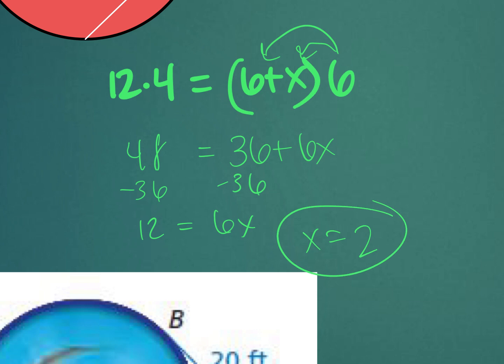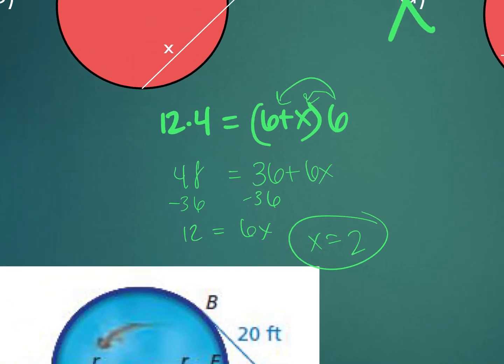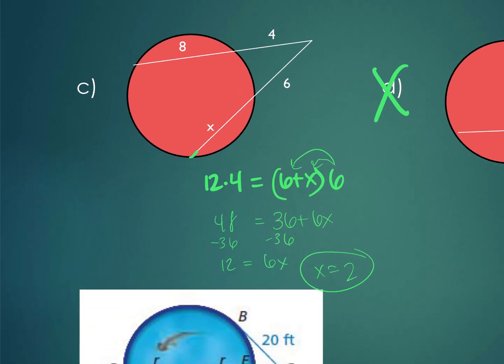Now, could you see Mr. Jericho asking you maybe to find the measure of the entire bottom secant? Is its entire measure 2? No. What would you have to do? 2 plus x. We'll do 2 plus 6, which is 8. So the entire bottom secant is 8. Okay? Do those secants necessarily have to be the same length? No. Okay? Just their proportion of multiplying the whole times the external and the whole times the external, that's going to be the same ratio. Okay? All right. Let's do one more.